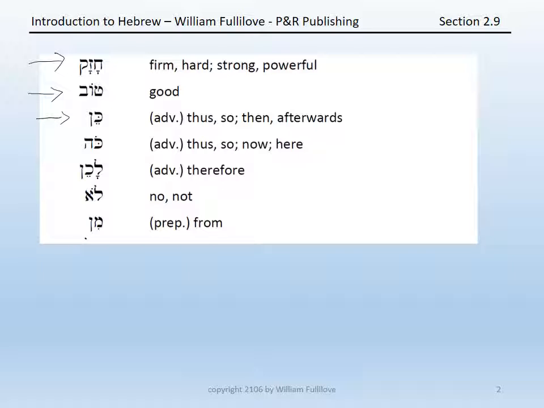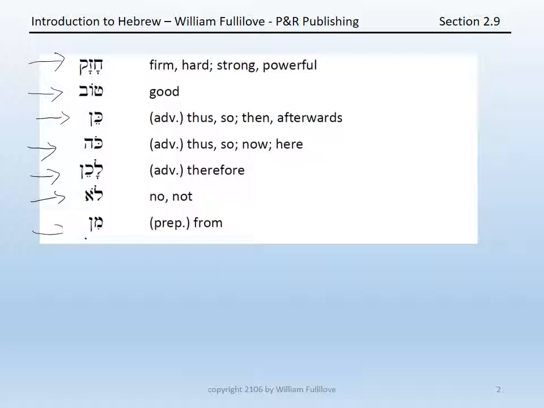Ken is the adverb glossed as thus or so or then or afterwards. Ko, the adverb thus, so, or now, or here. Lachen, the Hebrew adverb therefore. Lo, the negative particle indicating no or not.